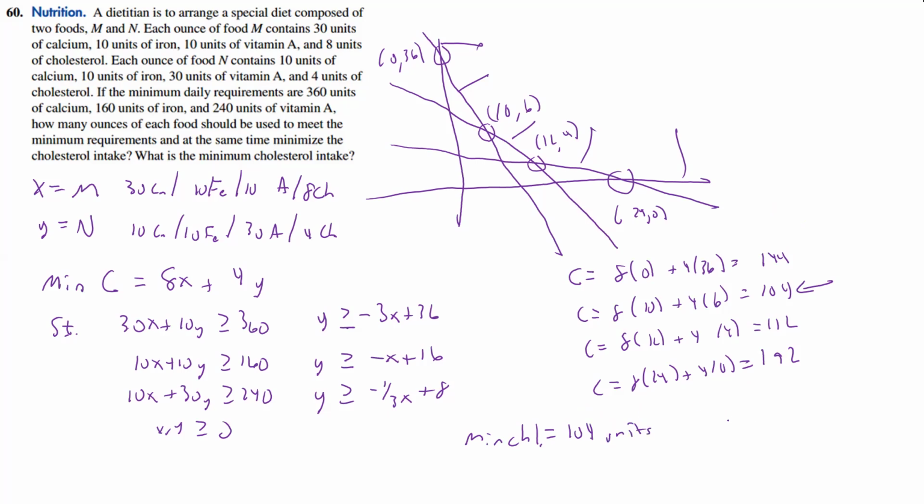And that's going to be when we have this, and this is in ounces. So 10 ounces of M and 6 ounces of N are used. We're going to have 104 units of cholesterol when those two are used, and we're still going to meet our minimum requirements. All right, so that's all I have for this section. Hopefully that helps.